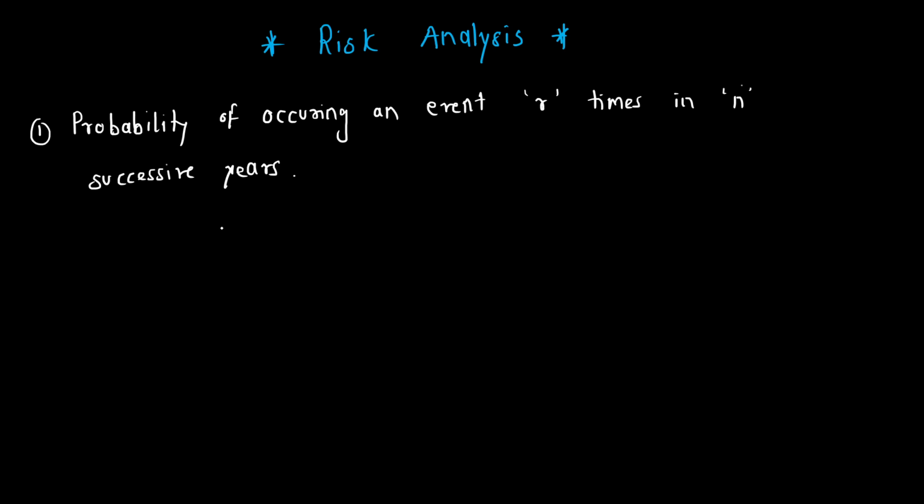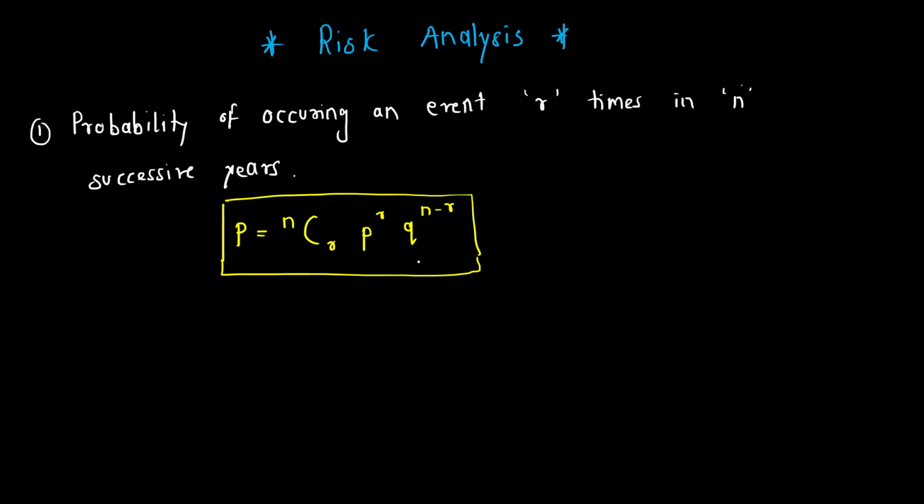To calculate this probability, we'll be using the binomial distribution. According to that, the probability P is equal to nCr into p to the power r into q to the power n minus r. So this will give us the probability that an event has occurred r times in n successive years.